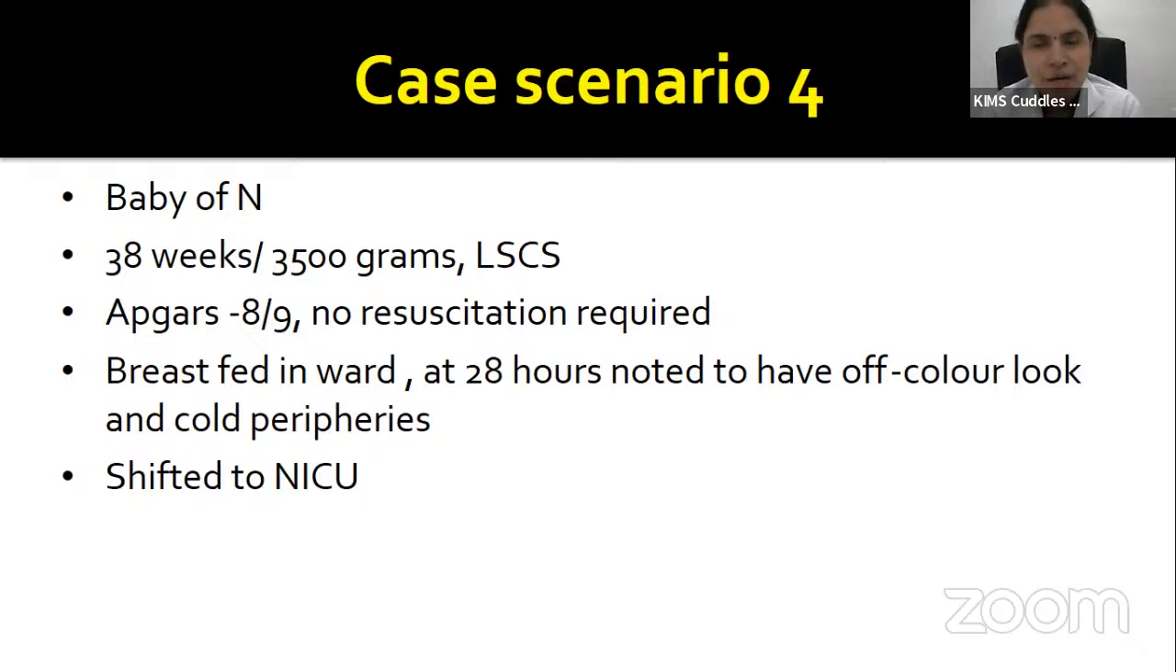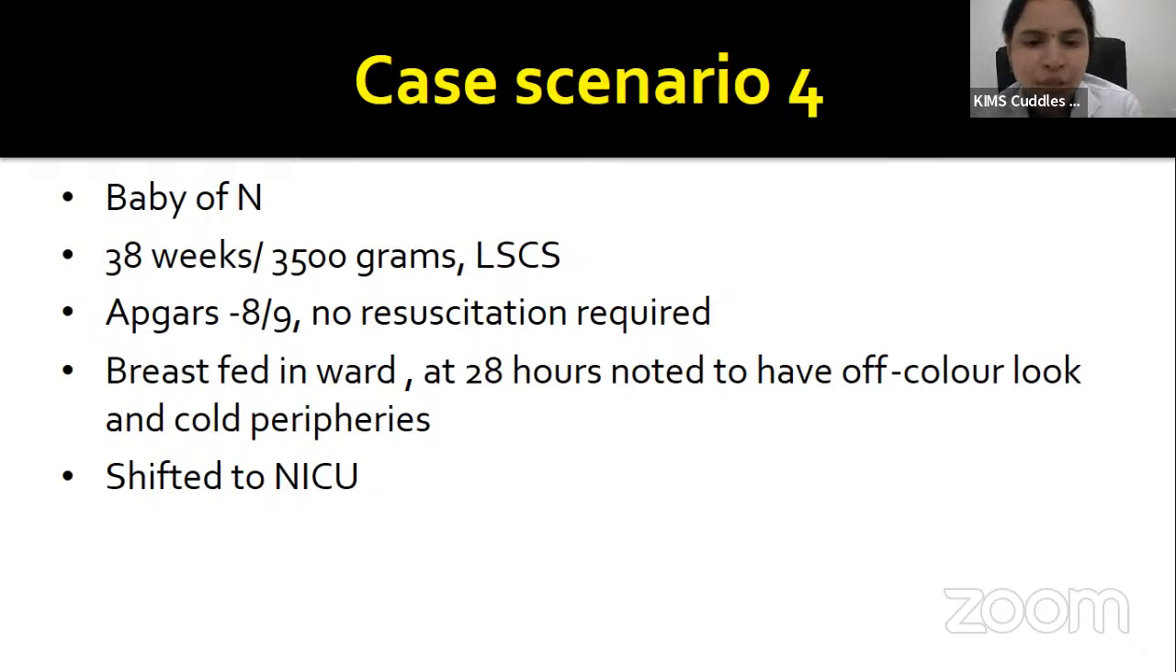So we have discussed one case each of cardiogenic shock, distributive shock, and hypovolemic shock. Now we move on to case scenario 4. This is baby of N, term 38 weeks, 3,500 grams, born by LSCS with Apgars of 8 and 9. So this baby had no asphyxia, no resuscitation was required, and received routine care.